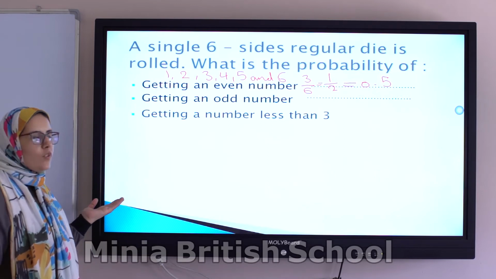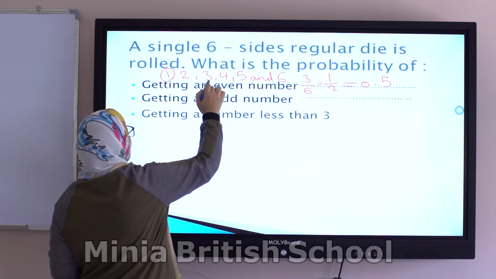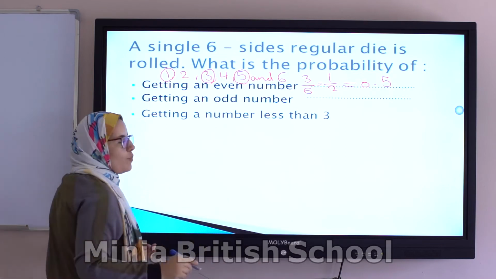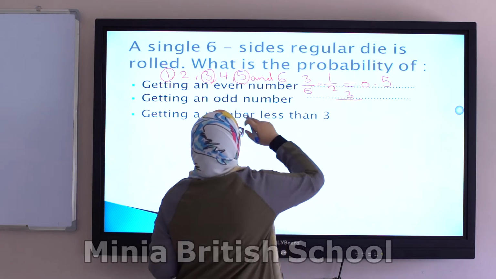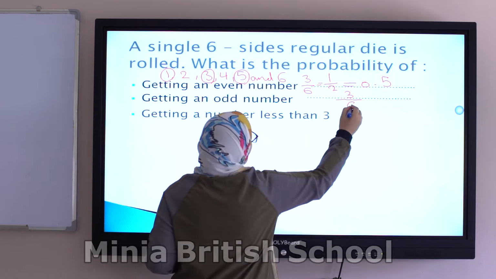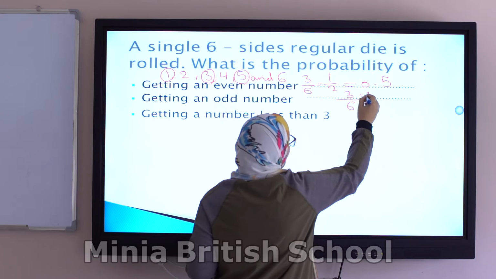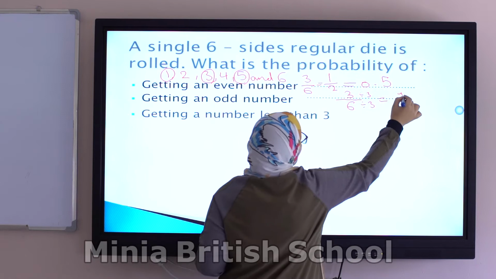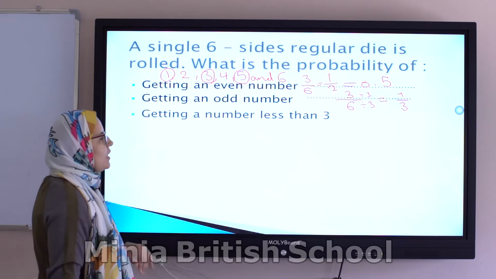The probability of odd numbers, where is the odd numbers? 1 is odd number. What about 2? No, we said 2 is even, so 3. What about 5? Yes, 5. So we have how many? We have 3 possible odd. The total possibles is what? 6. So now 3 over 6. Can I simplify it? Yes. Over 3 up and over 3 down. So it will be what? It will be 1 over 3. Can I simplify by decimal? No, I can't. So I will leave it as this.